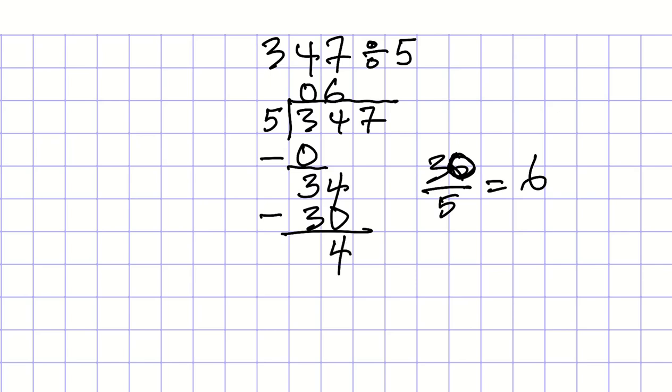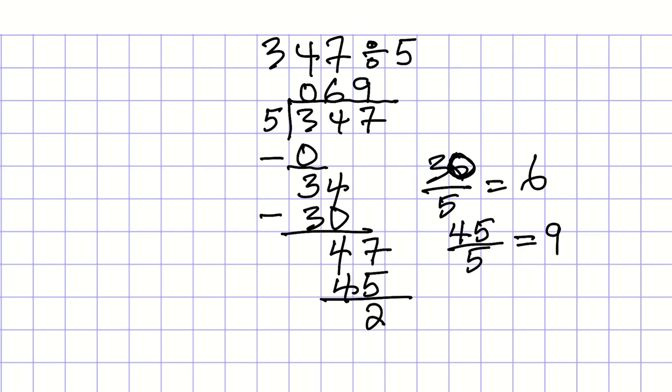You have 4 left. You bring down 7. Bring down 7 like that. How many times will 5 go into 47? I think it's 9 times, because 5 will divide 45. You go into 9 times. So you put 9 here under 7. You say 9 times 5 is 45, and then you subtract.